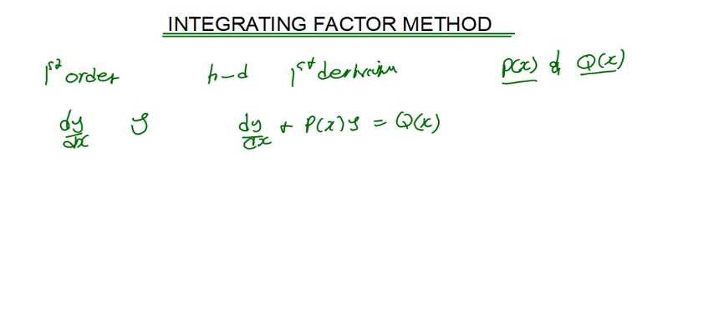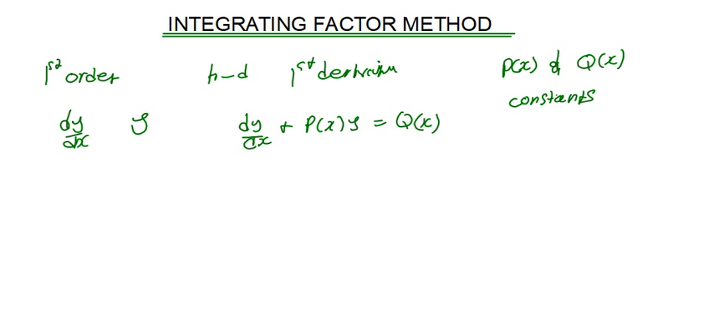These two are functions of x, and in some cases they can be constants. So we should not always expect that they should be functions of x. It can be a 1, it can be a 2, it can be constants. So you can say a linear first order ODE can be solved using the integrating factor method, which is what we are talking about right here.